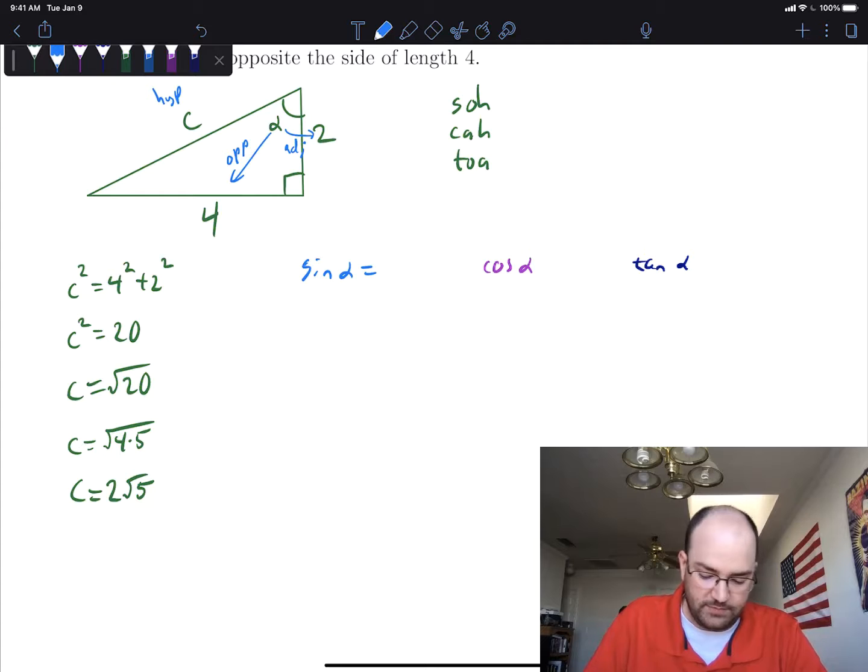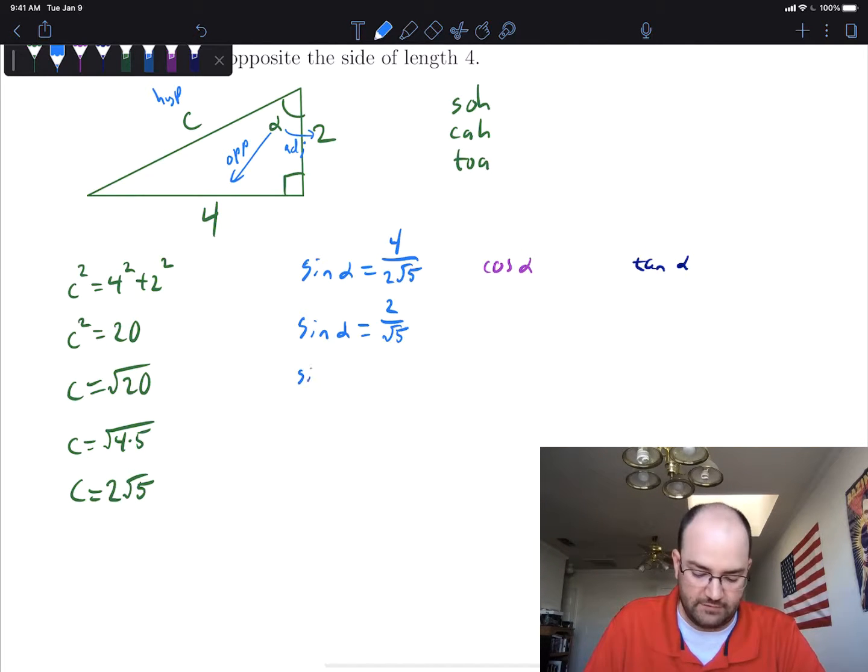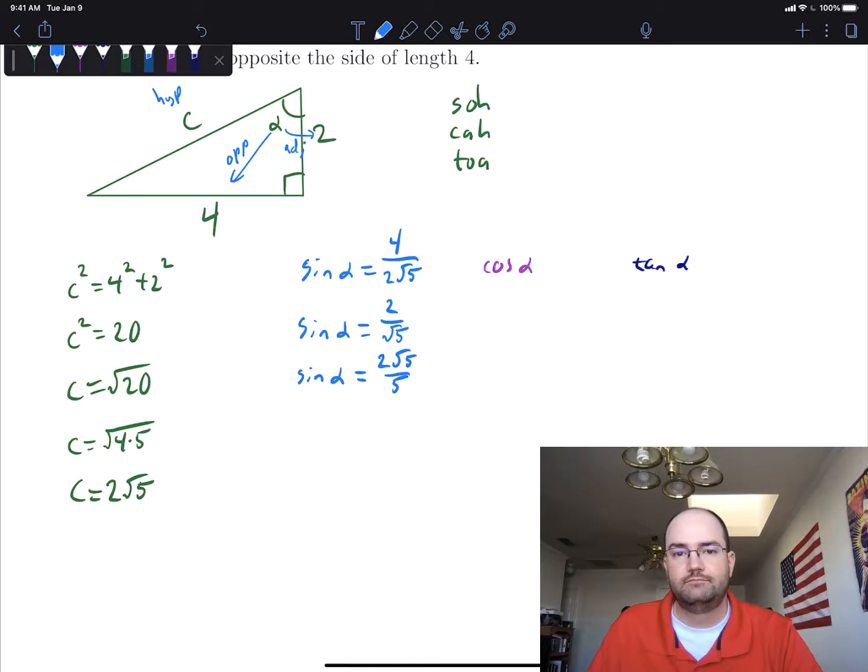So we're going to make this as 4 over 2 square root of 5. And then we're going to simplify. So sine alpha equals 2 over the square root of 5. But then again, we have to rationalize the denominator, so multiply top and bottom by the square root of 5. So sine alpha equals 2 square root of 5 over 5. Awesome.